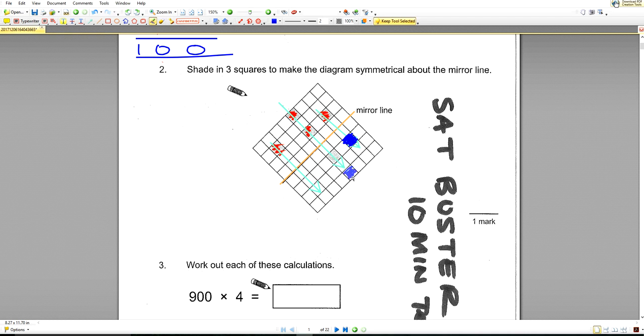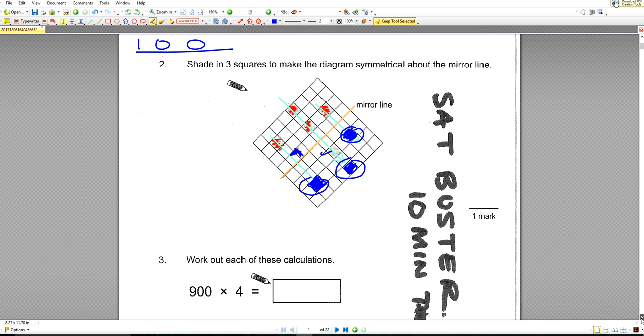So that will be actually over here. Now this one over here, it is 1, 2, 3 away. So it'll be over here. So that will be the position of the reflection. So you should have this one's already here, and these two are the ones that we just put in ourselves now. Okay, it's all about going across from this shape to the mirror line at 90 degrees. There's a 90 degrees angle here, for each of them.